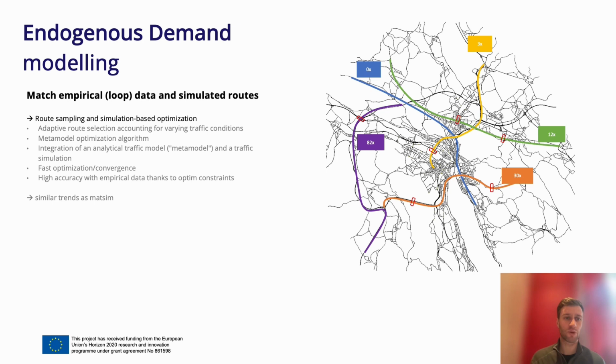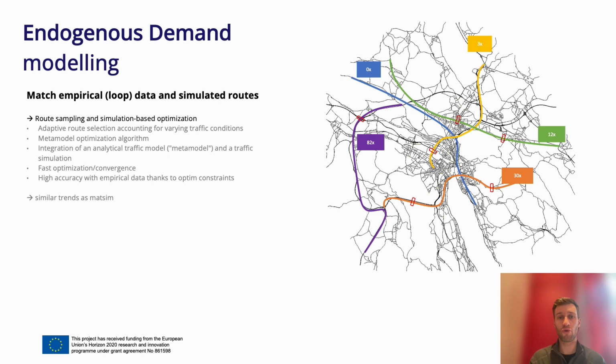We then go on, and what we essentially try to do is endogenous demand modeling. This works in a nutshell very similar to the idea that we're trying to match the number of routes that go over a detector with its actual numbers. It's a fairly simple idea, but a fairly hard problem because, as you can imagine, if there are only two detectors in this network, there's going to be an indefinite number of solutions for this problem, because you can create indefinitely many routes that go over these detectors and match the counts.